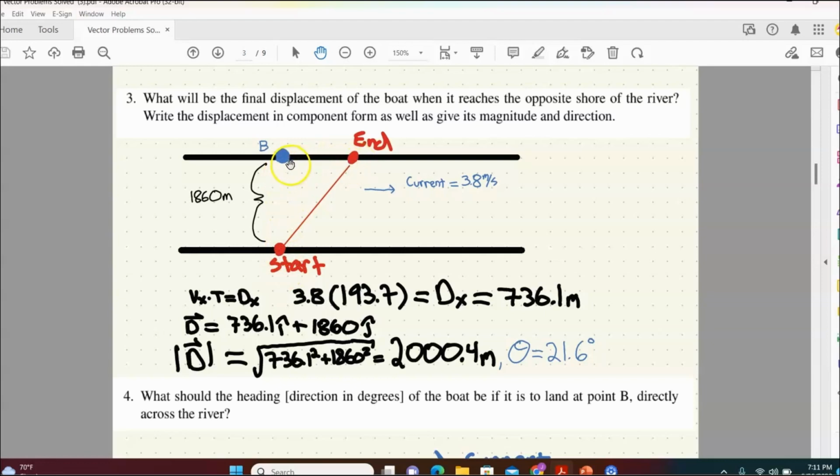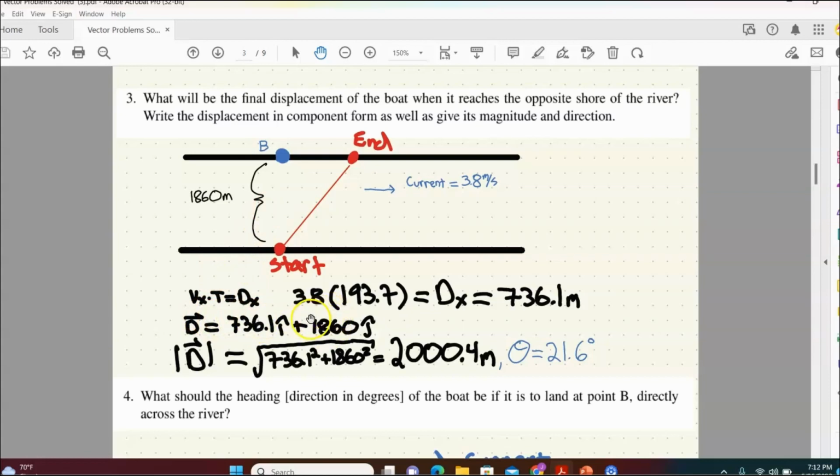What we need to find is how far downshore the boat goes, and that's the x component. Again, I'm going to use the formula velocity times time equals distance. Now I'm going to use the velocity in the x direction because that's what matters in order to find how far down the shore the boat goes. Velocity in the x direction times time is equal to the distance in the x direction.